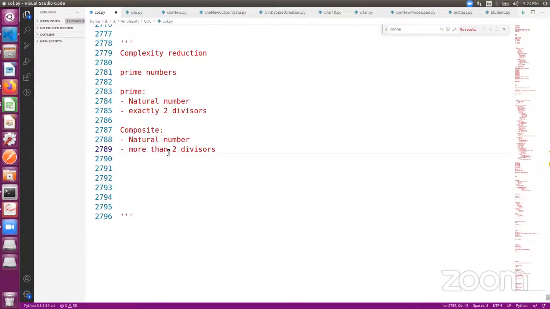Okay, so one has only one divisor. So it doesn't come under any of these two, right? But still it is a natural number, so we have to comment whether it is prime or not. That's why it is neither prime nor composite. For negative numbers, we should not consider whether it is prime or composite at all because it's not a natural number. Okay, fine.